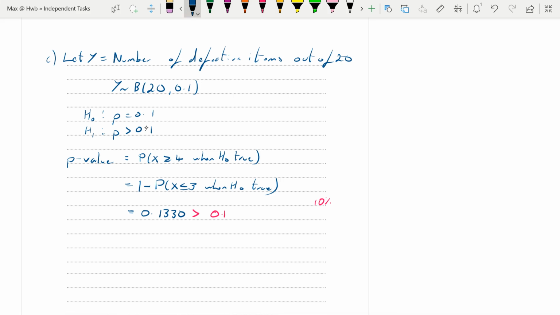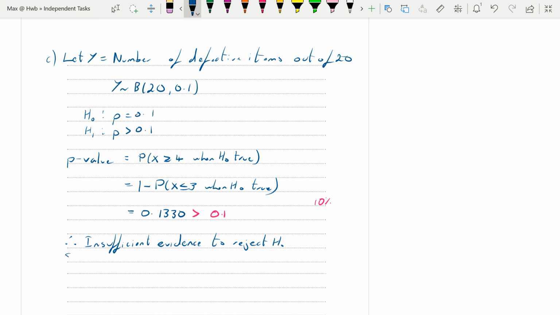Okay, now if it's bigger than 0.1, that means I've got insufficient evidence. So insufficient evidence to reject H0. Okay, that's my first bit, and now you must put something in context.